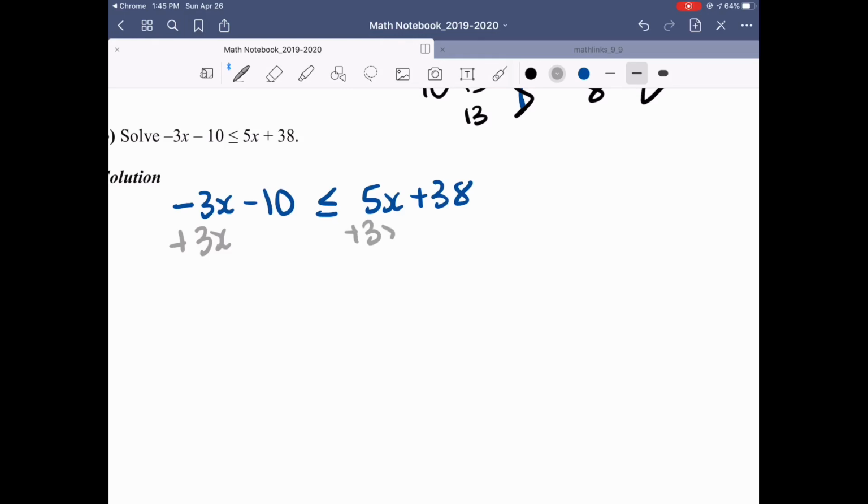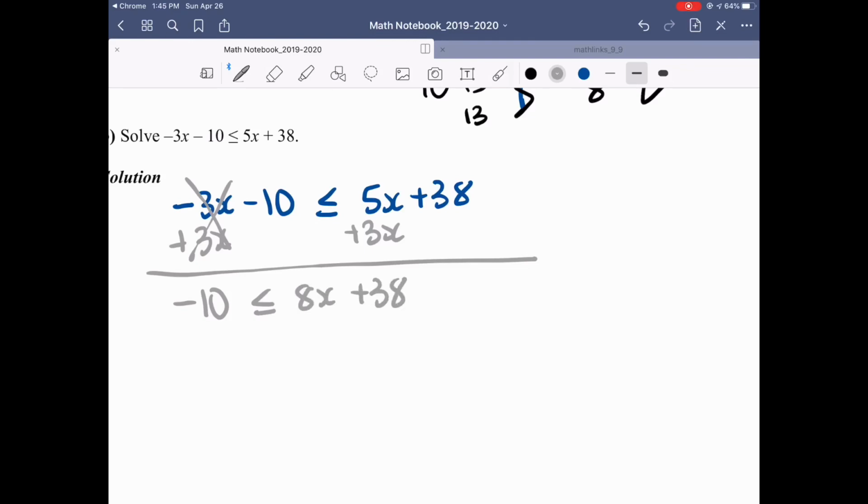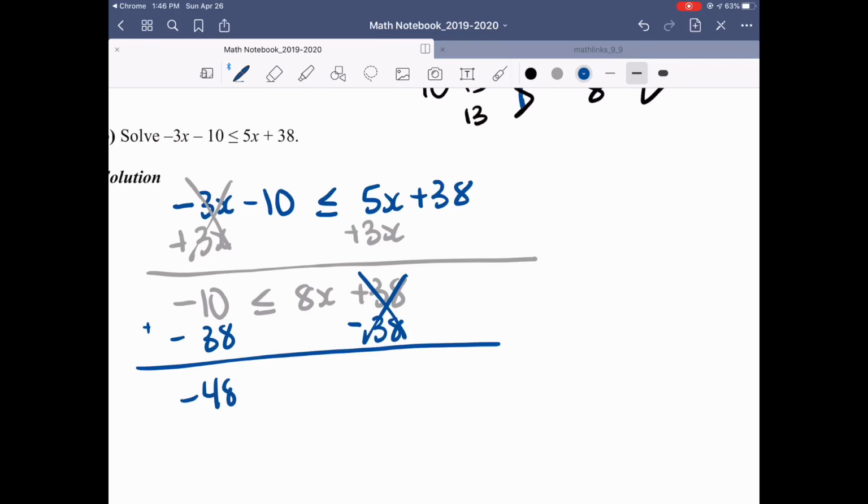And what I do to one side, I do to the other. That cancels it out. So then I have negative 10 is less than or equal to 8x plus 38. Then I'm isolating for x, so minus 38, minus 38. These cancel. Okay. So negative 10 minus 38. So you're getting more negative. You do AO, so you add the opposite. So that would be negative 48 is less than or equal to 8x.